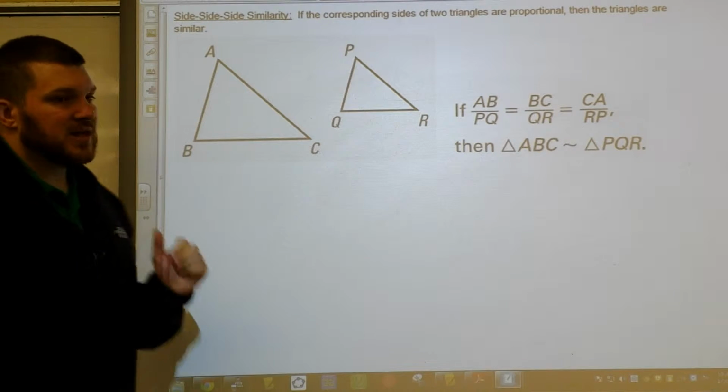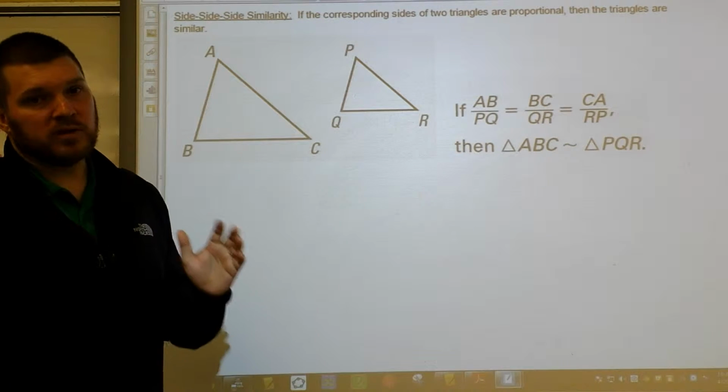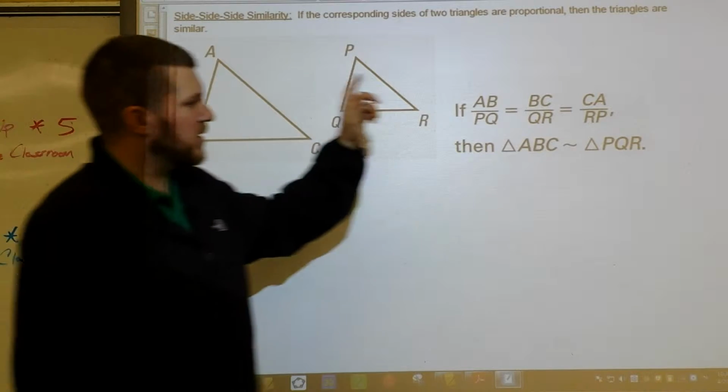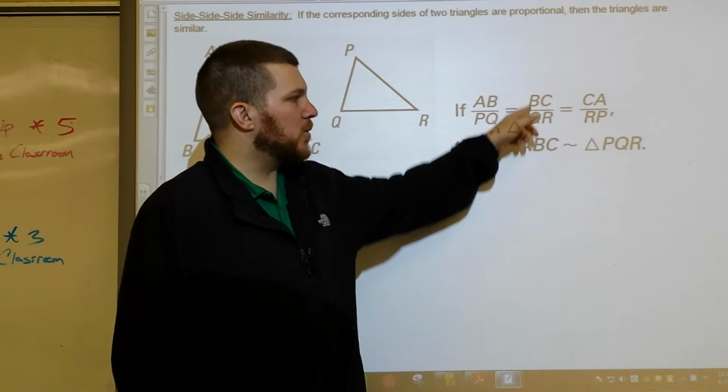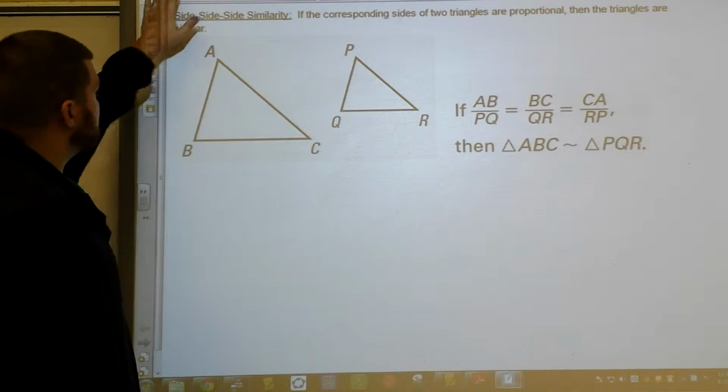Before, we had side-side-side triangle congruence. That was if the corresponding sides were congruent, then the triangles were congruent. This time it's a little bit different. If the corresponding sides make proportions, then the triangles have to be similar. So don't get those two mixed up.